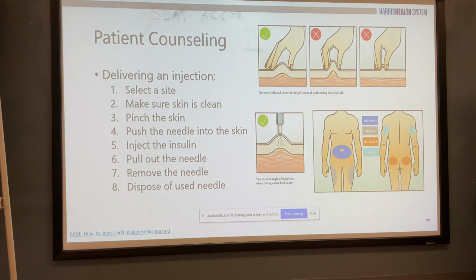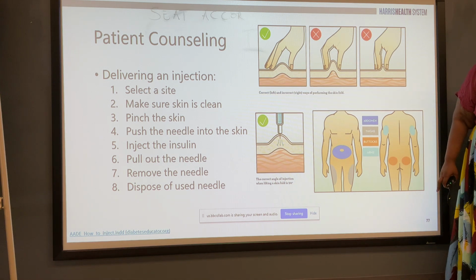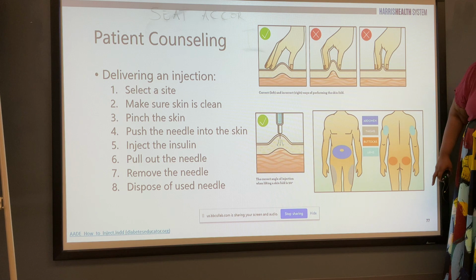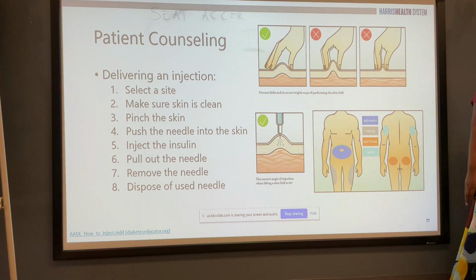And then the thighs can work if you don't have super muscular legs. So you can use any area of fat along the side of the thigh. Question? The mixtures, the second number, that's the regular insulin? That's the short acting. So the beginning number is always the longer acting number. There you go, long and short.